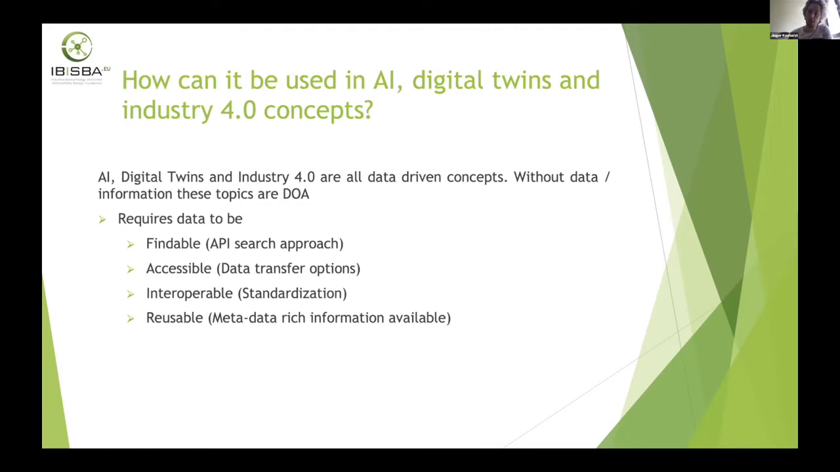Within artificial intelligence, digital twins and Industry 4.0 concepts, besides normal research, they're all data-driven concepts. And without data, these topics are dead on arrival. Especially for digital twins, which need to be continuously fed with new information, if you do perturbations, what is happening? If these data streams are not up to par and you have a turnover of a year before a new data set arrives, then these become very difficult to develop and to actually learn something from. So this really requires that your data can be findable, using API searches, so that your computer can find the right data.